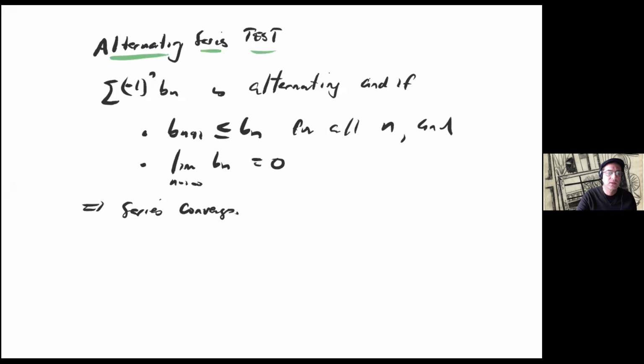So it's important to note here that one does not need strictly decreasing. It could be less than or equal to, but you also need this condition that the limit of the nth term goes to 0. Okay, so I'm going to give a sketch of proof of this result to explain why it's true. Proof. Okay, so here's the idea.